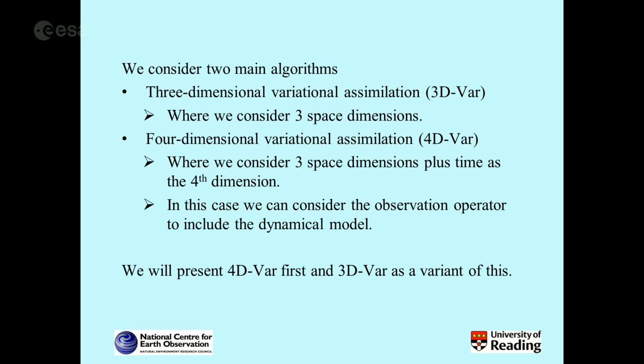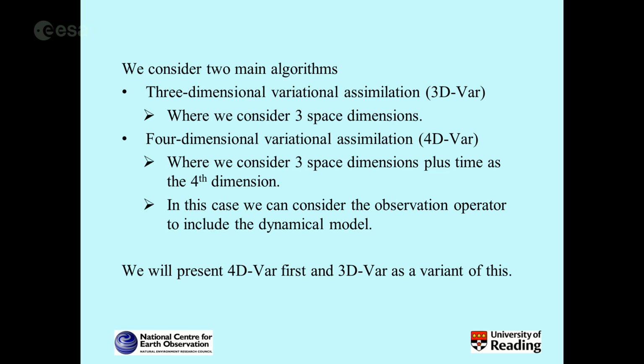And then there's also 4-dimensional variational assimilation, or 4D-Var, where we consider not only the 3 spatial dimensions, but we're also considering time as a 4th dimension. So we're considering observations distributed in time, whereas 3D-Var considers observations just at one time. And in that case, we consider the observation operator as including also our dynamical model. But hopefully this will become clearer in a moment.